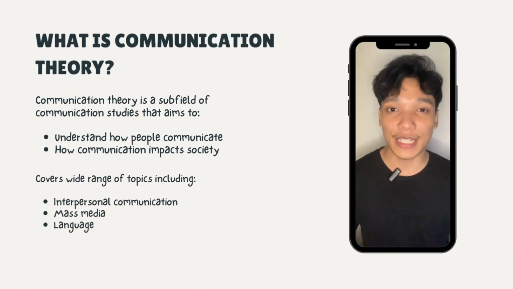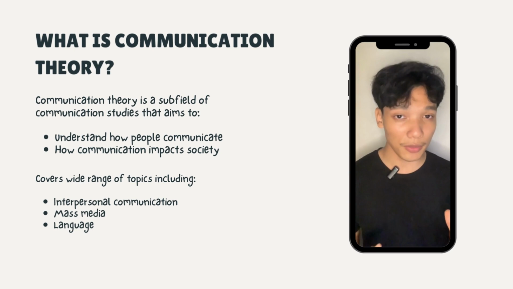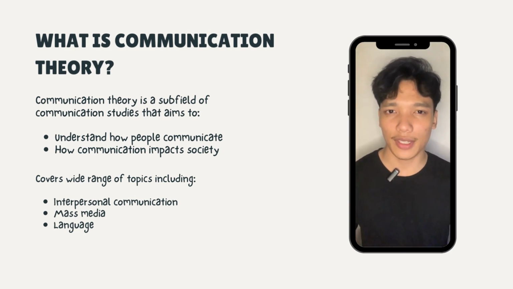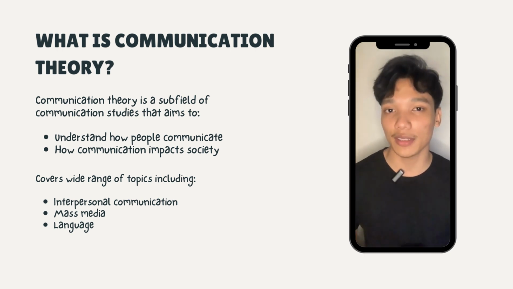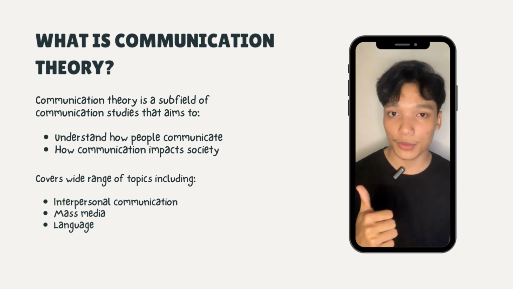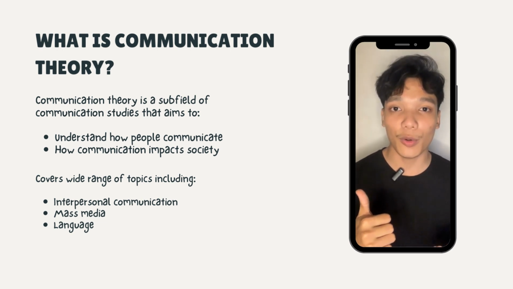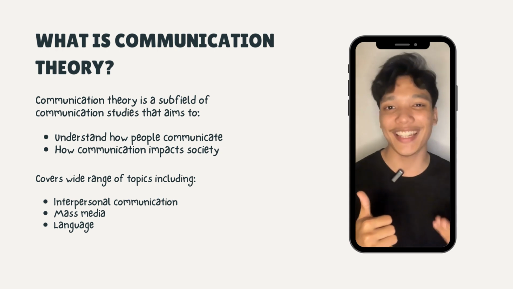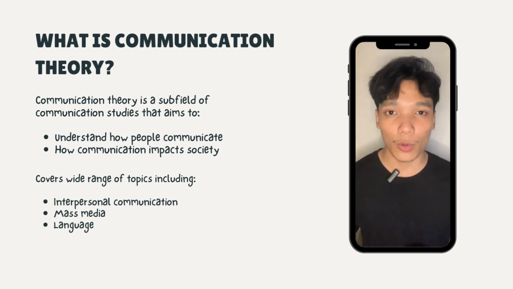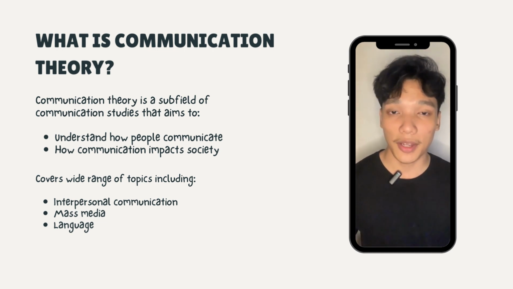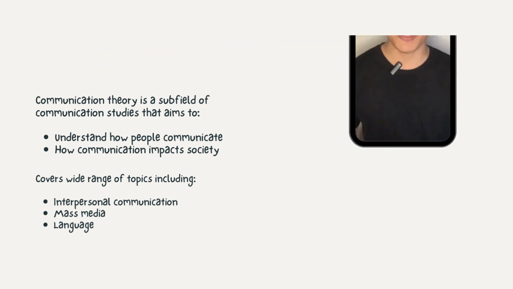Now, let's dive deeper into the specific area of communication theory. A communication theory is a subfield of communication studies that has two main objectives. First, we want to know how people interact with one another, how humans communicate. Number two, we want to know how communication impacts society. And communication theory also covers a wide range of topics, including interpersonal communication, mass media, language, and so on.